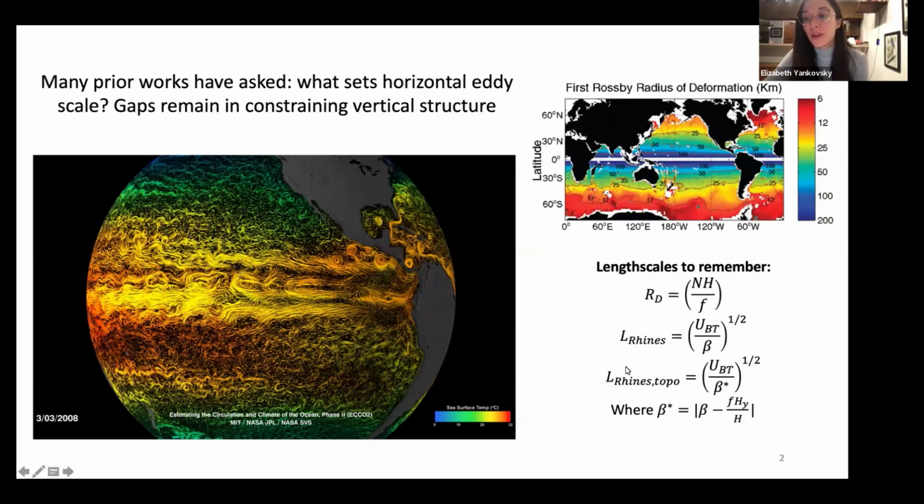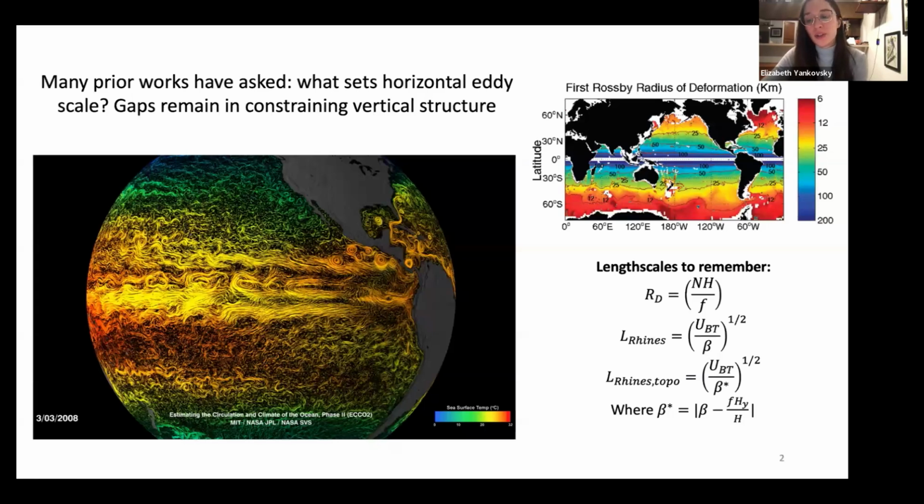I'd like to point out that all of these are horizontal length scales, and these have been invoked in various ways to try to explain the QG dynamics and really explain horizontal eddy structures. But I'll be trying to use these same horizontal length scales to infer something about eddy vertical structure.